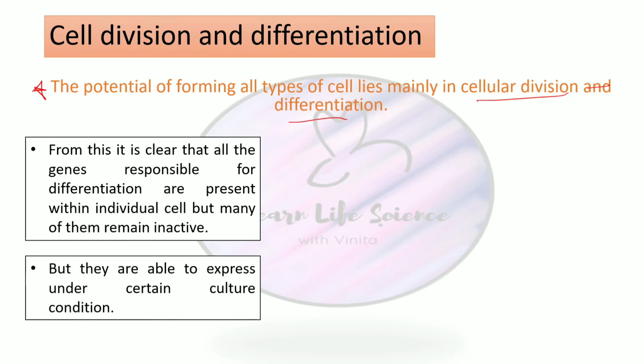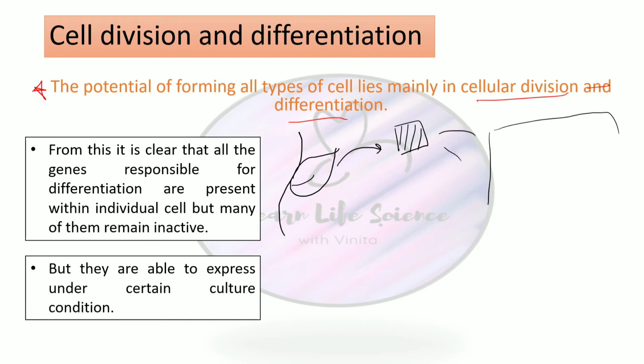From this, it is clear that all the genes responsible for differentiation are present within the individual cell, but many of them remain inactive. In simple sense, they are trying to say, for example, this was the mature plant and this was the mature leaf. I have taken a small portion of the leaf. For example, I have zoomed in on this leaf. For example, this is a single cell of the leaf.